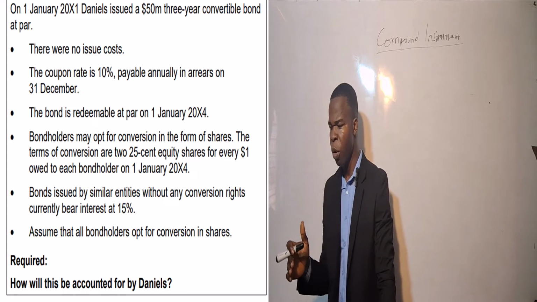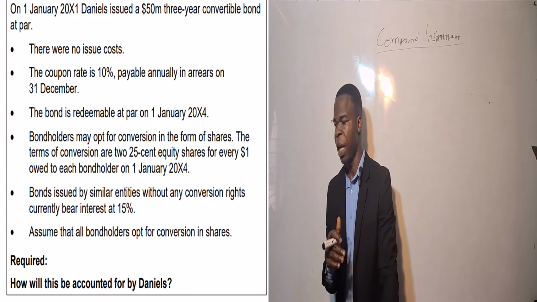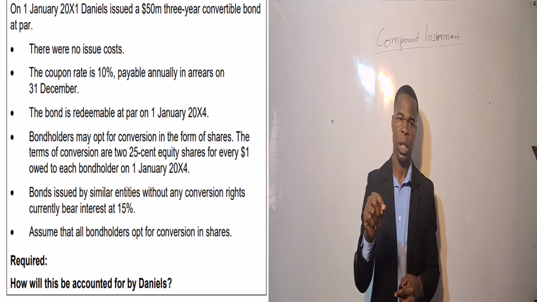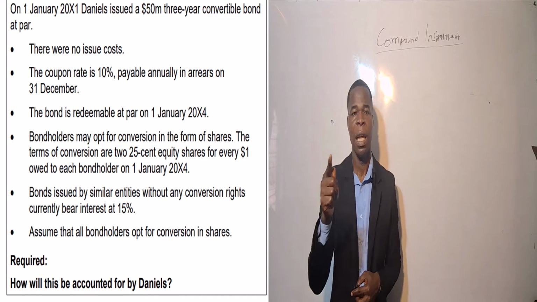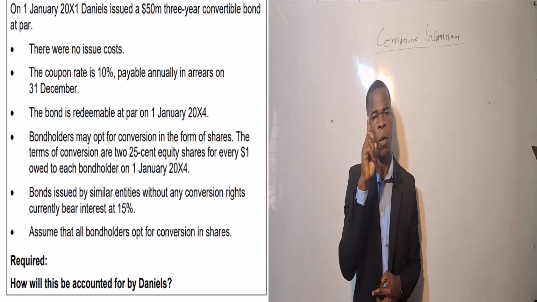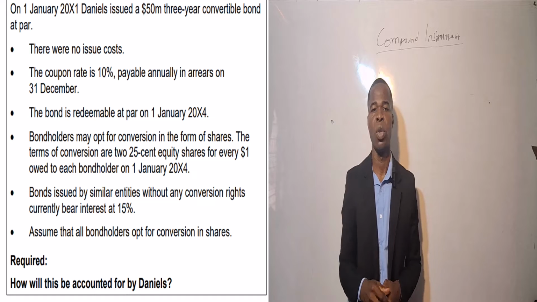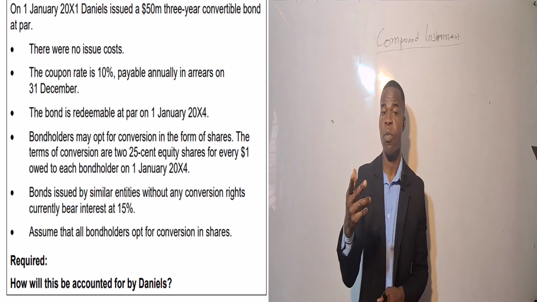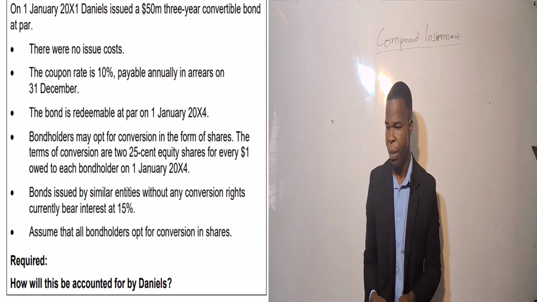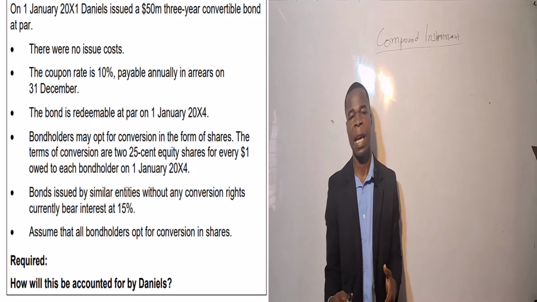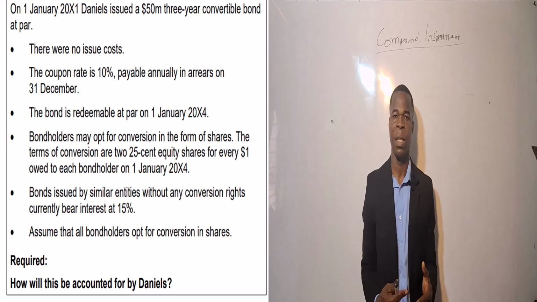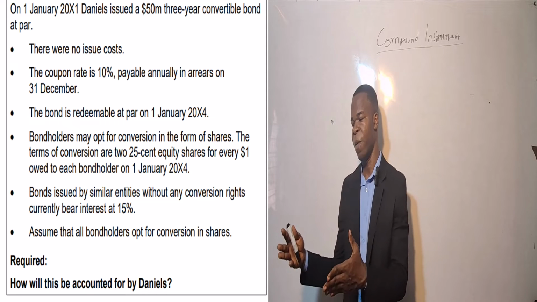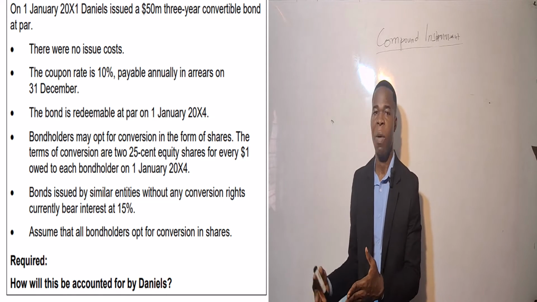Okay. Now, bondholders may opt for conversion in the form of shares. So here, like I indicated in our discussion, the holders of the bond may opt for conversion. And if they do so, the terms are that every 2 shares for $1 bond held or liability held is supposed to be valued at $0.25. All right, and then bonds issued by a similar entity without conversion rights have an interest rate of 15%. So here there is 15% as our effective interest rate.